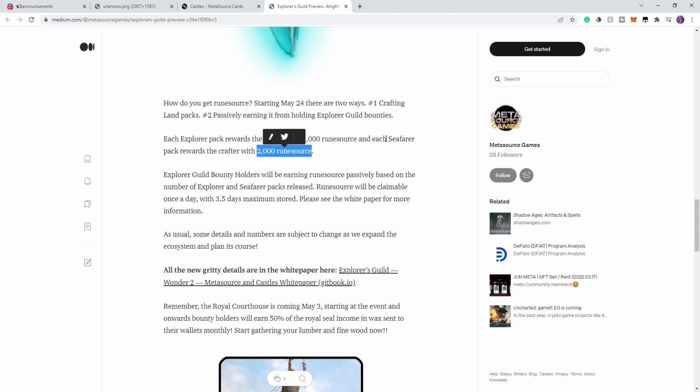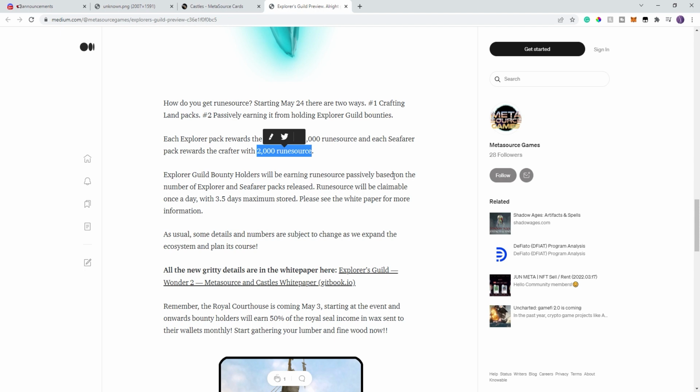The other way you can get the Rune Source is by crafting one of the Explorer bounties. All right, Explorer Guild bounties. This is the crafting event that's going to happen. And they haven't determined how many Rune Source you're going to get per day, but you're going to be earning the Rune Source passively if you have this. You can claim it every 24 hours. It accumulates up to 3.5 days.